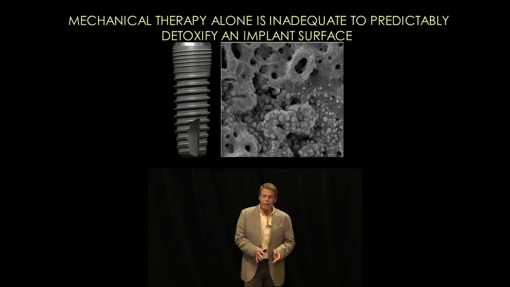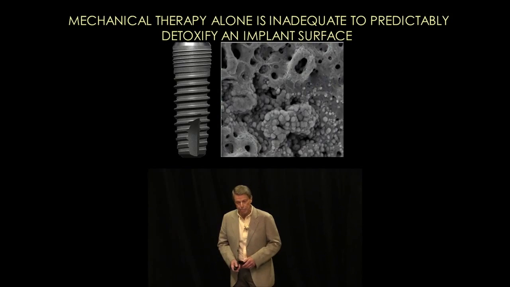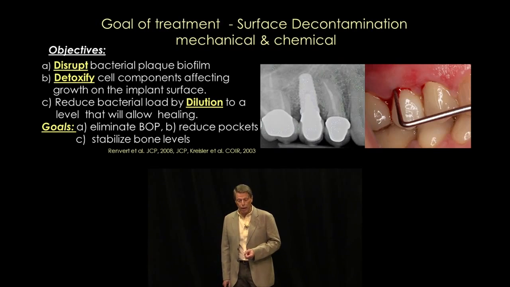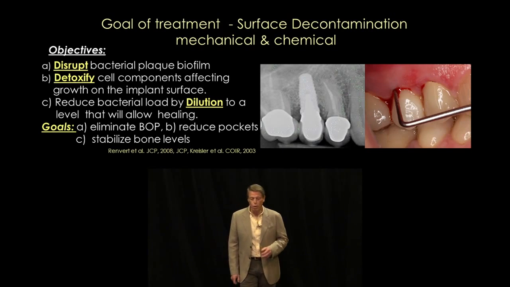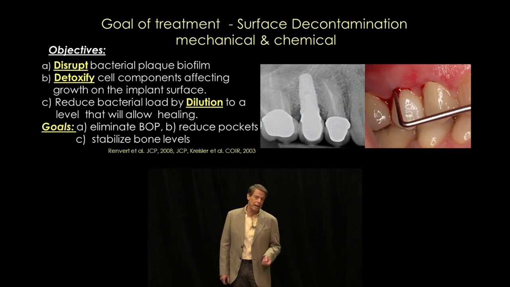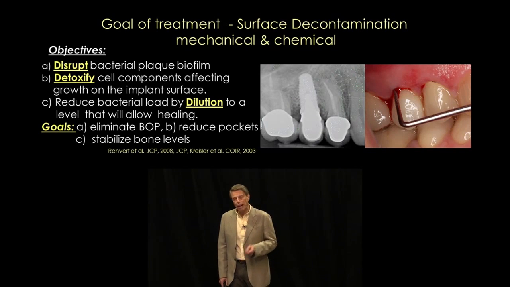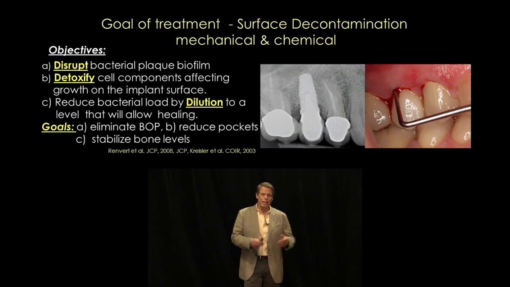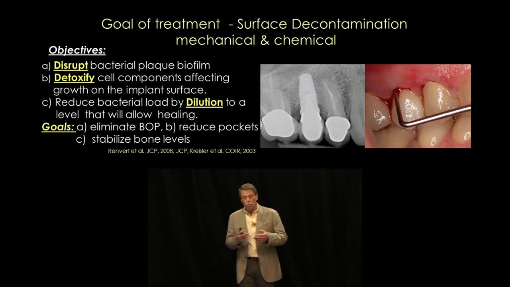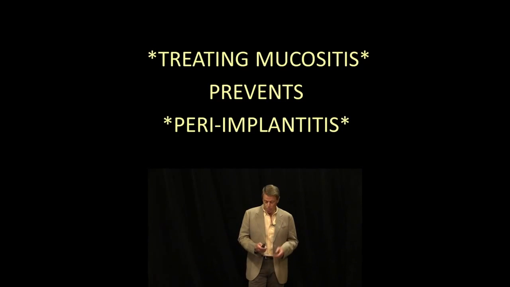So, in addition to mechanical therapy, what we're going to use is chemical therapy, with our objectives being to disrupt the bacterial plaque biofilm, detoxify the cell components affecting the growth on the implant surface, reduce bacterial load by dilution to a level that will allow healing. This is disrupt, detoxify, and dilute. These are basic microbiologic principles that we learned in dental school in our first year, with our goals being to eliminate bleeding upon probing, which is a sign of inflammation, reduce pocketing, and to stabilize bone levels.